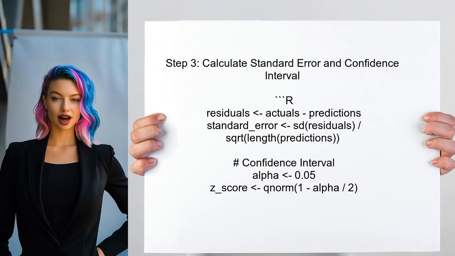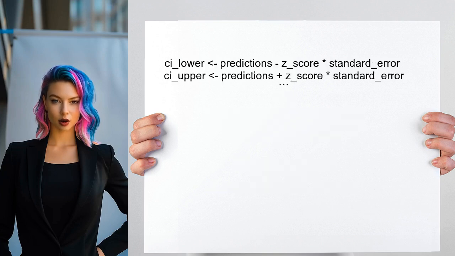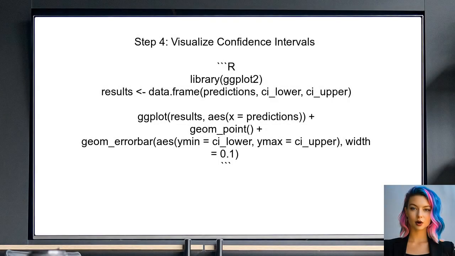After obtaining the predictions, the user should calculate the standard error. This involves using the residuals from the model to estimate the variance. The user can then compute the confidence interval using the mean prediction, the standard error, and the desired confidence level. Finally, the user can visualize the confidence intervals alongside their predictions. This can be done using a plotting library like ggplot2 to create a clear representation of the results.